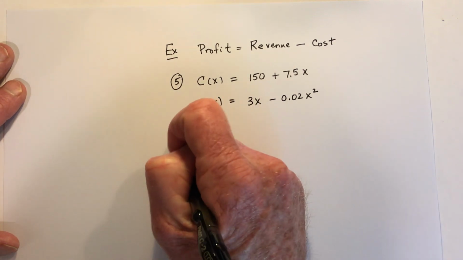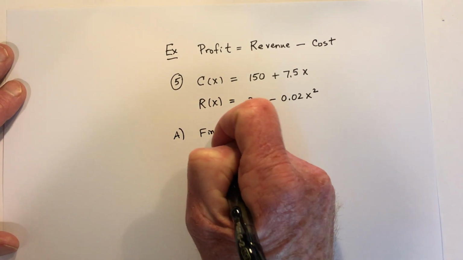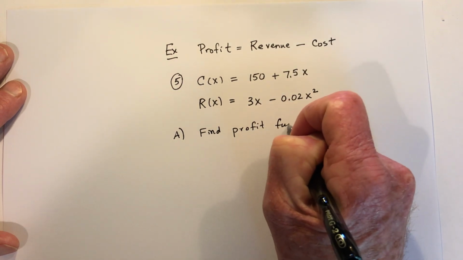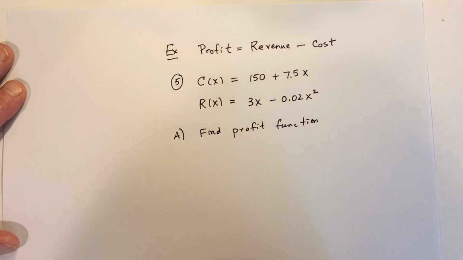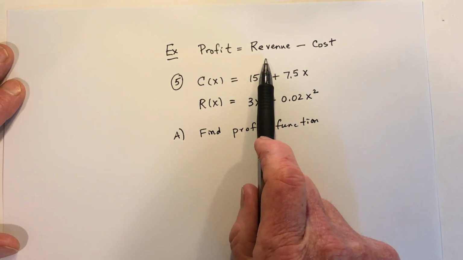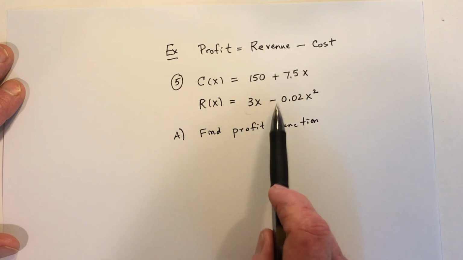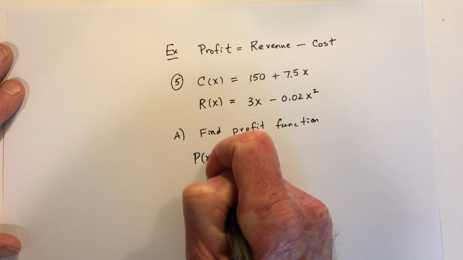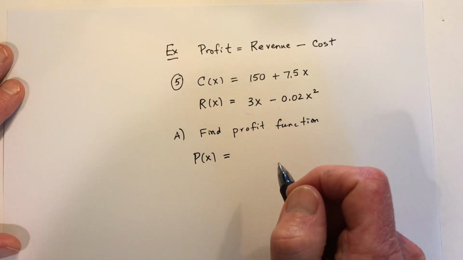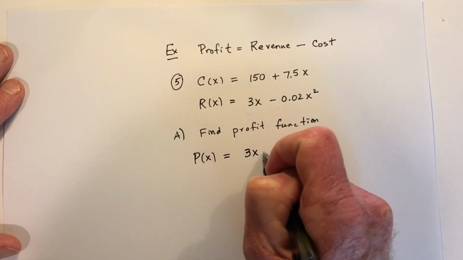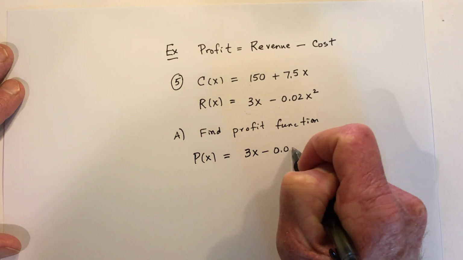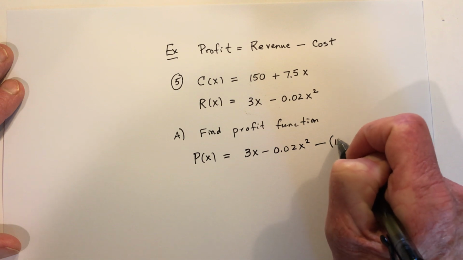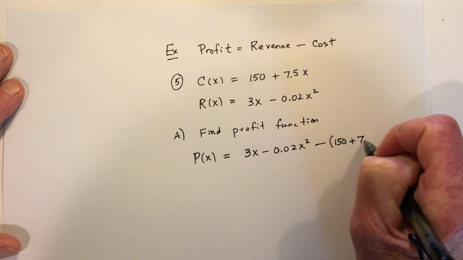So then part A, find the profit function. So profit is just revenue minus cost. So you take this one and then you subtract this one. So the profit function will equal the revenue. So that's 3x minus 0.02 x squared, and then minus the cost of 150 plus 7.5x.